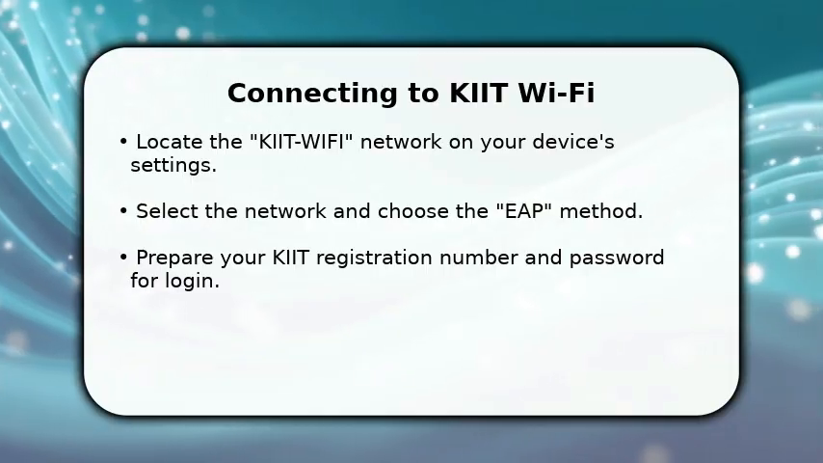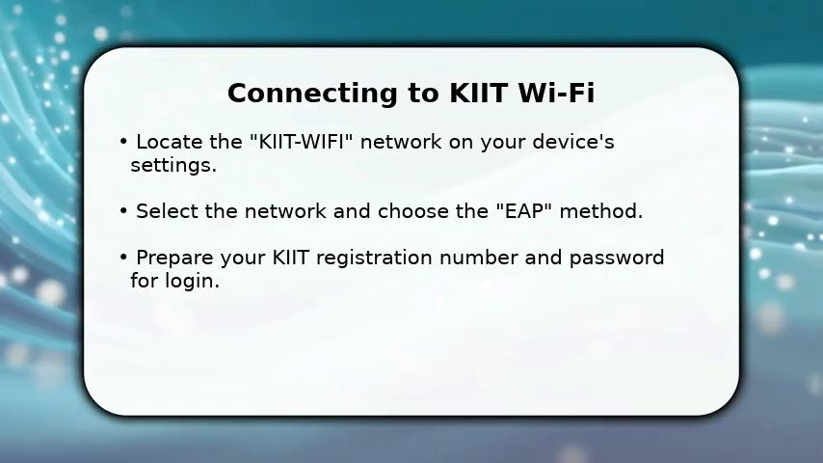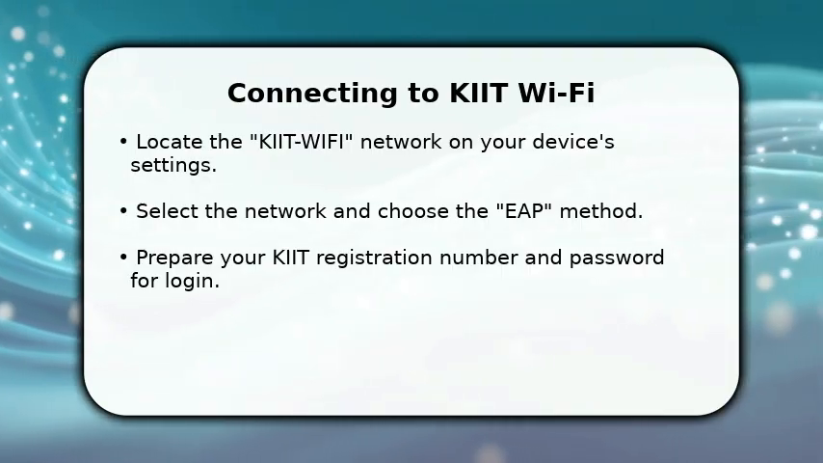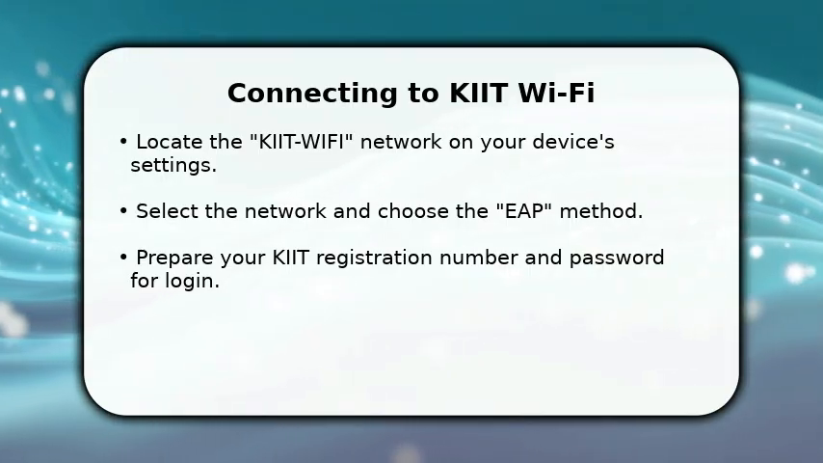In this video, I will explain how to connect to Kiit Wi-Fi. First, open your device's Wi-Fi settings and look for the network named Kiit Wi-Fi. Once you find it, select it to begin the connection process.